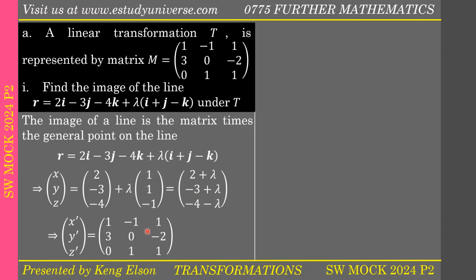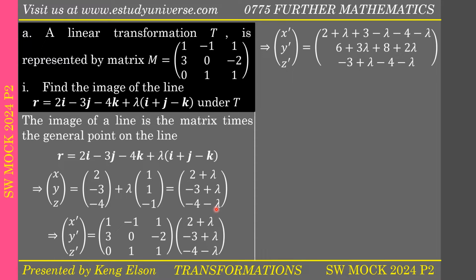Okay, since the general point on the line has been gotten from the parametric equation of the line, now we need to do the matrix multiplication. For x prime, we take 1 times 2 plus lambda, negative 1 times negative 3 plus lambda, and 1 times negative 4 minus lambda. We get this. Now for y prime, we take 3 times 2 plus lambda, we get 6 plus 3 lambda. 0 times negative 3 plus lambda is 0, and then negative 2 times negative 4 minus lambda is positive 8 plus 2 lambda.